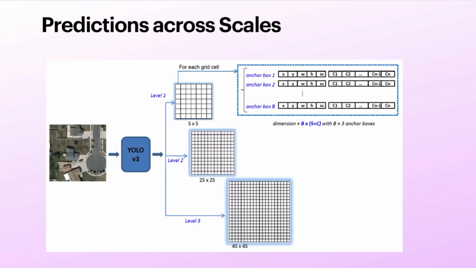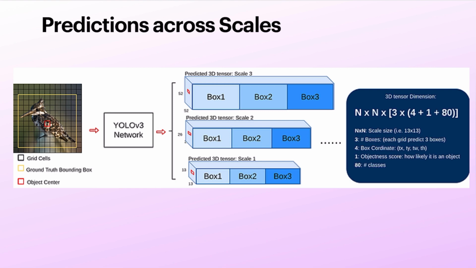It is the same example, just in a different illustration. If you see S by S, that is actually 13 by 13. Then it is 2 times S, which is 26 by 26. Then it is 4 times S, which is 52 by 52. This is how it happens. And at every stage, for every grid cell, you have these values: box coordinates, objectness score and class confidences. This is again the same information in a different representation. These bigger boxes and smaller boxes, these dimensions actually indicate the scale. If you see, these are 13, 13, 26, 26, 52, 52.